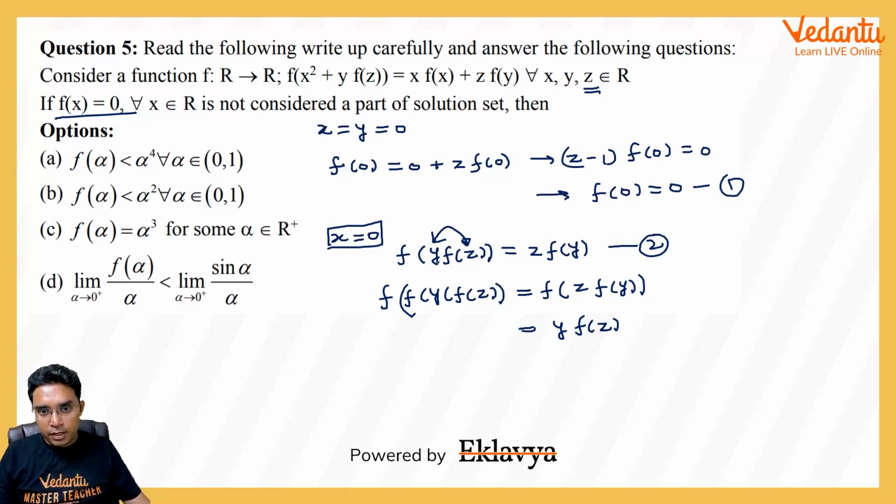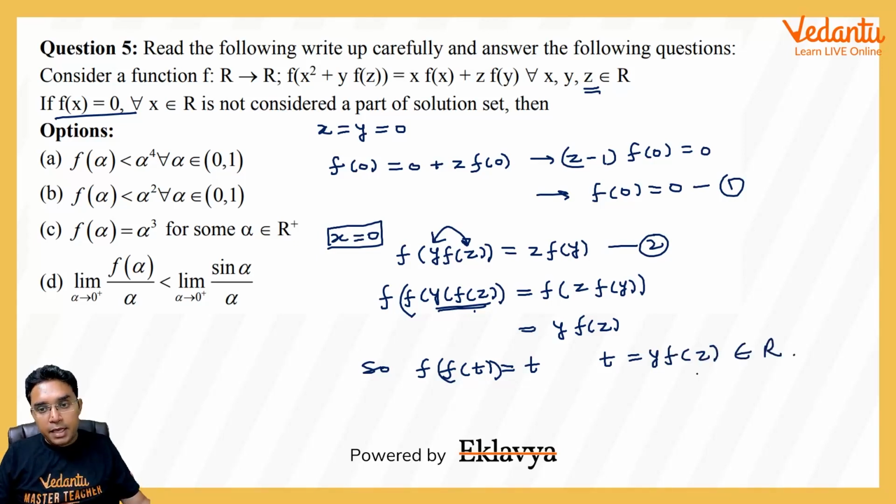You can think that y and z have been replaced, then f of z into f of y will become equal to y outside, z inside. But here you can see y into f of z is here also. So what we have obtained here is that f of f(t), let us say t, is equal to t, where t is equal to y into f of z. And it can be any real number once again.